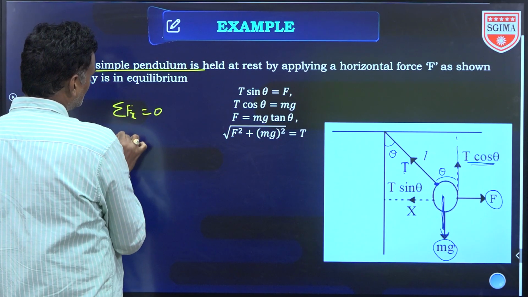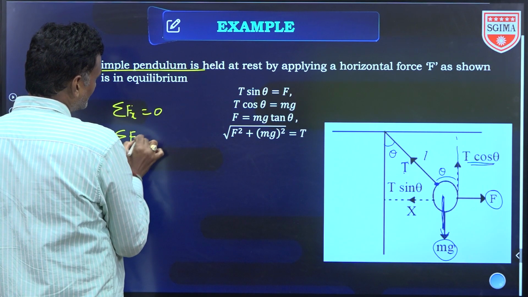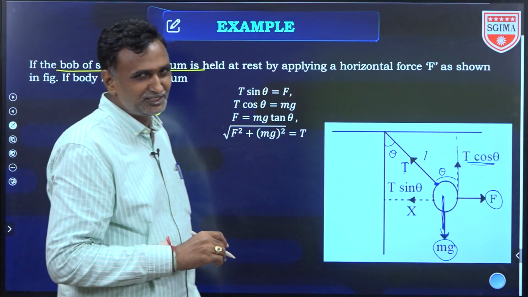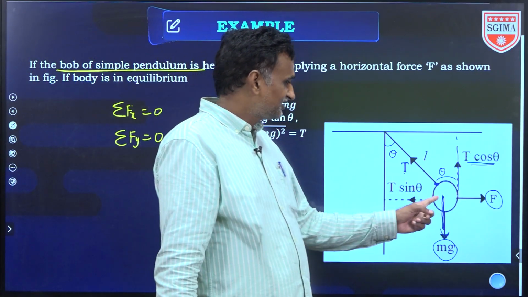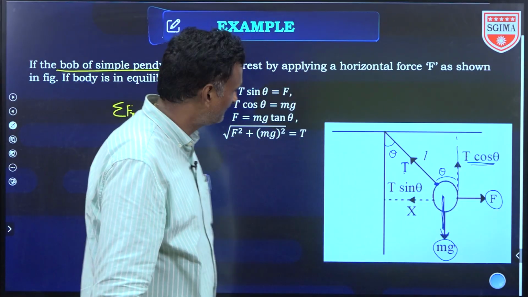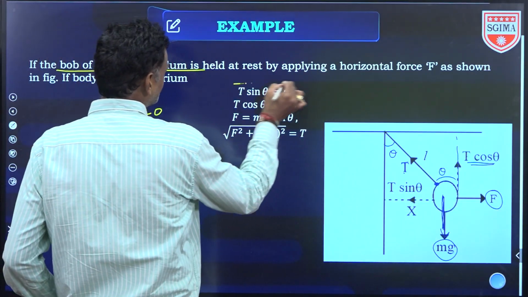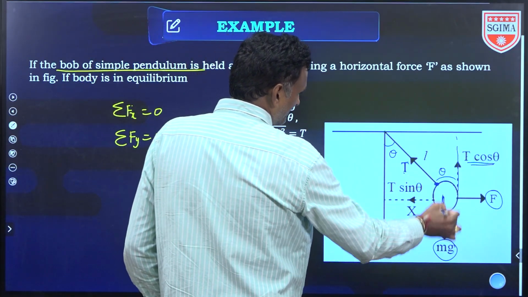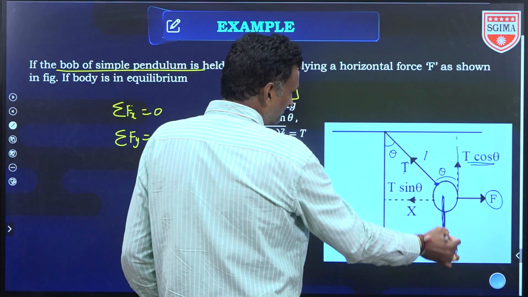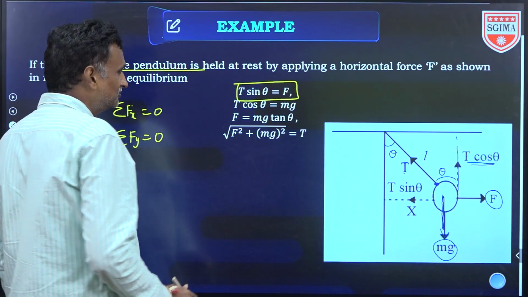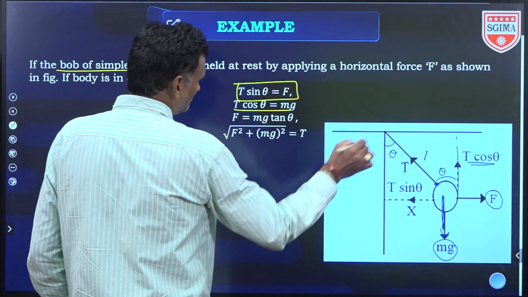Okay, summation. At the same time along the y-axis, the summation of forces is also equal to 0. Along the x-axis, net force 0 means left side force equals right side force, that is T sin theta equals F. At the same time, vertically upward force equals vertically downward force, because Fy is also 0. So T cos theta equals mg.